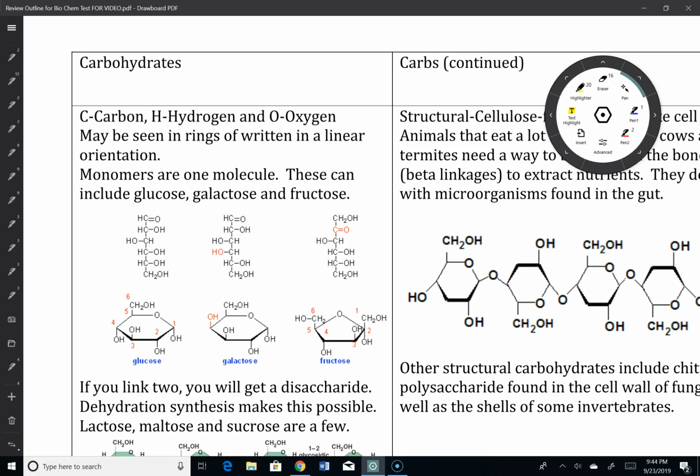Good evening, and welcome to review for our first test. Biochemistry, macromolecules, water, and some basic chemistry. So let's start off with our friends, the carbs.